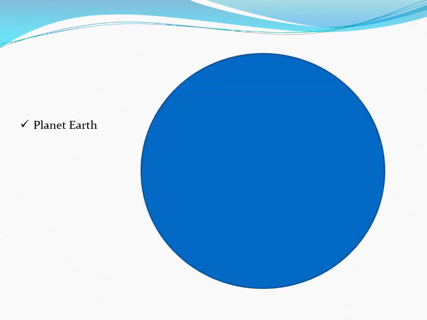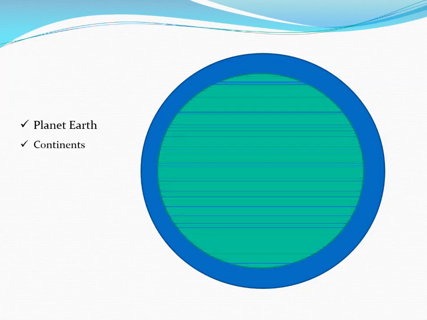That is the planet Earth. Earth is a rocky planet. Earth is made up of about 70% water and 30% land. That 30% of land is called continents.